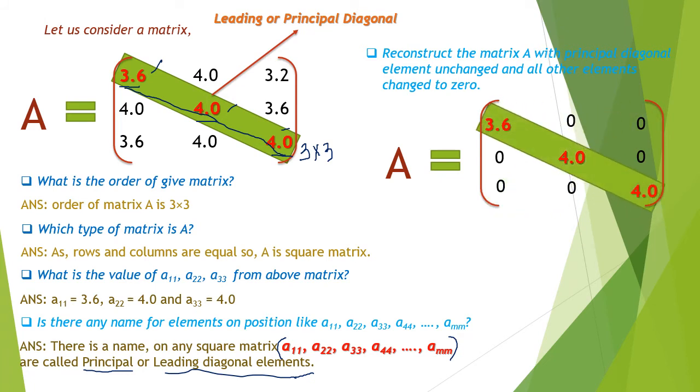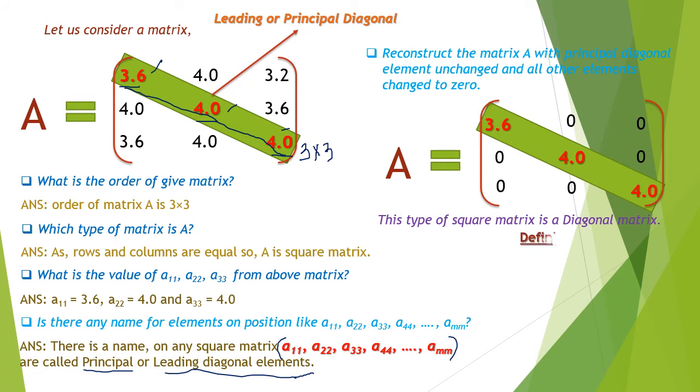Now these types of matrix are each a diagonal matrix. For a matrix to be a diagonal matrix, there are a few criteria. It must be a square matrix. The first criterion is a square matrix, and in that square matrix, the leading or principal diagonal elements must be non-zero, and all other elements must be zero.